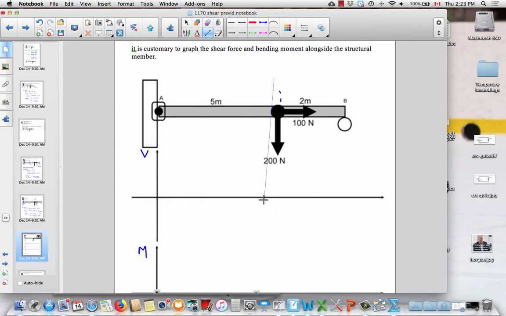Okay, right there. That's where things got interesting, right? Perfect. Okay, move that over a little bit. Good. Okay, so what was the shear force?